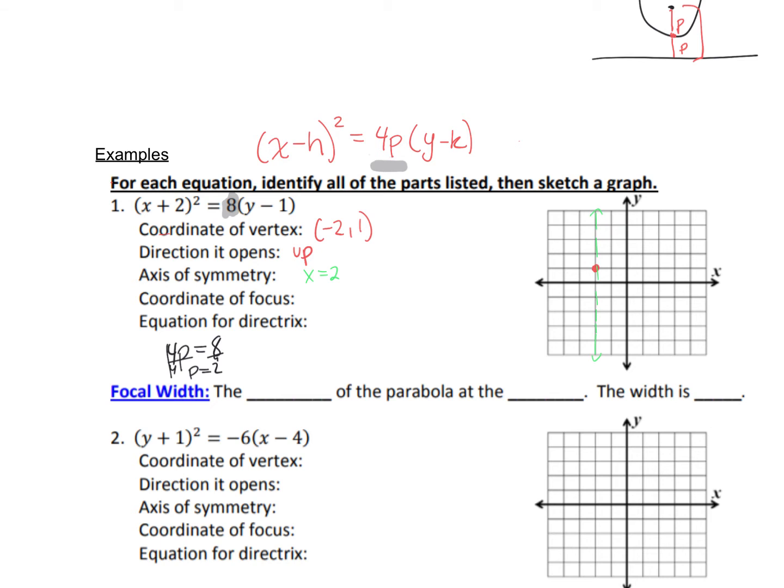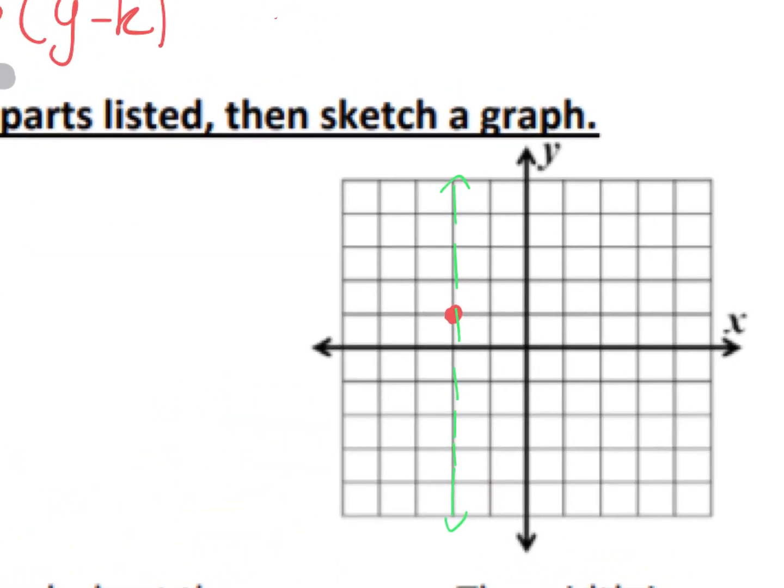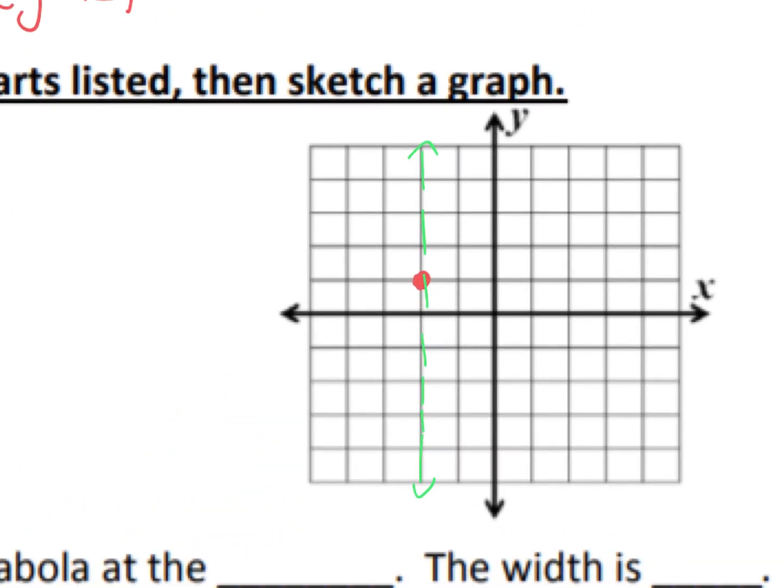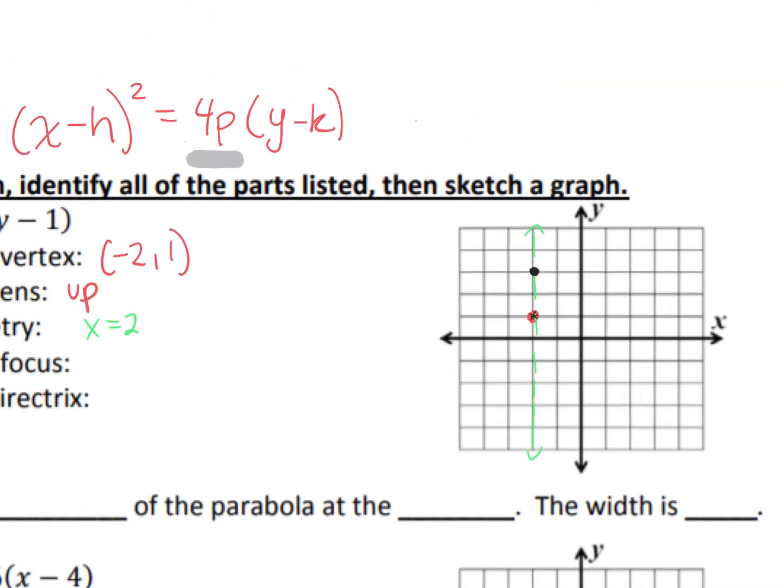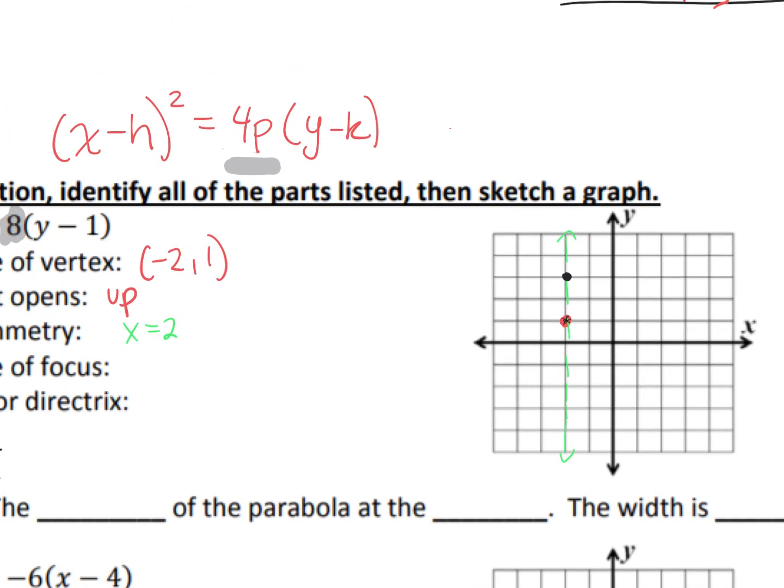That's important because that p value is the distance between the vertex and the directrix and the distance between the vertex and the focus. So if I know p is 2, I'm going to zoom into my graph here. Going from my vertex here, I'm going to go up 2 because I know the graph opens up. That is my focus. So I can label my focus as that point, which is negative 2, comma 3. Well, what's nice is that p value is also going to give us the directrix.